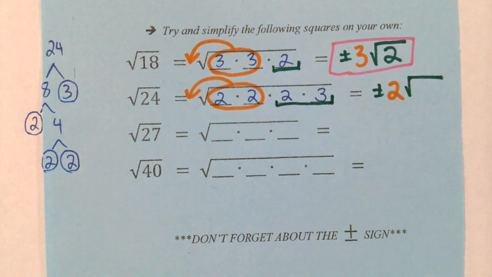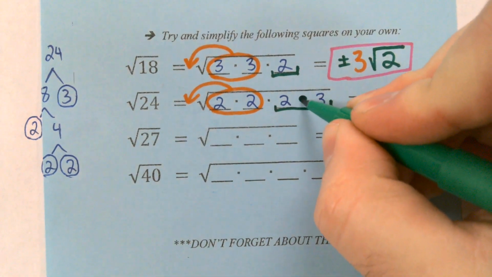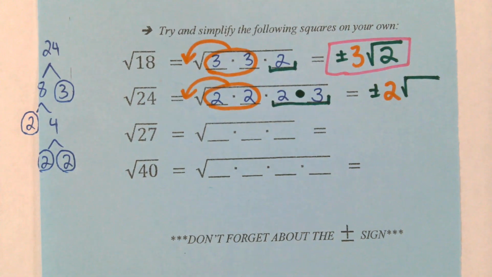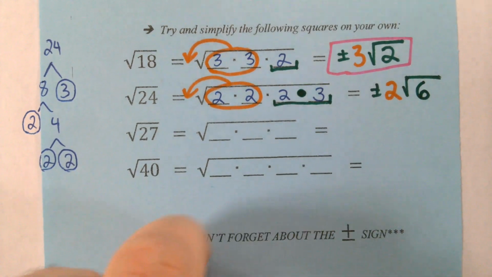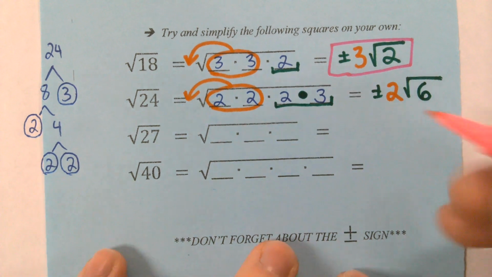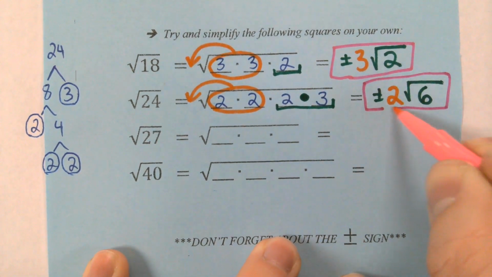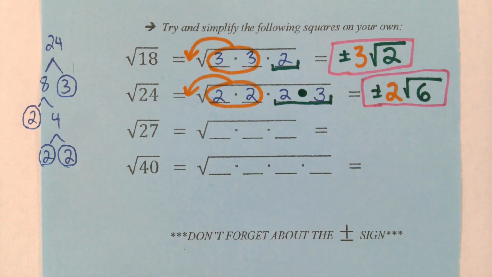Now, our brains are tricky because they'll tell us, oh, if there's a 2 and a 3, we add those together, there's going to be a 5 on the inside. But look at this sign in between those 2 numbers. It's a multiplication sign, right? So we have to multiply 2 and 3 together, and we get 6 on the inside of our square root. We can only pull out identical pairs.